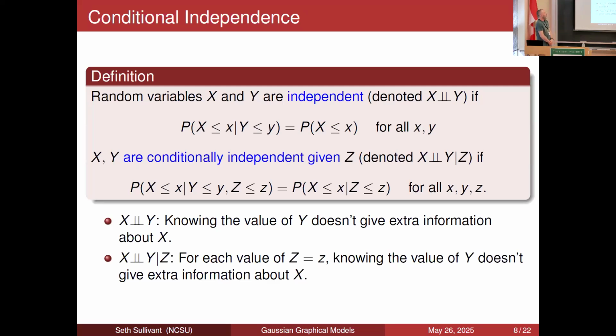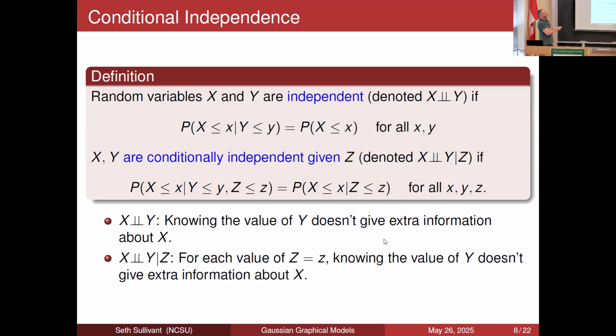Okay. And x and y are conditionally independent given z if essentially the same thing happens but conditioned on z. So that is the probability that x is less than or equal to x given that you condition on y and z is just the probability that x is less than or equal to x given z. You've probably seen independence given more as a product formula. The probability of x and y is equal to the probability of x times the probability of y.